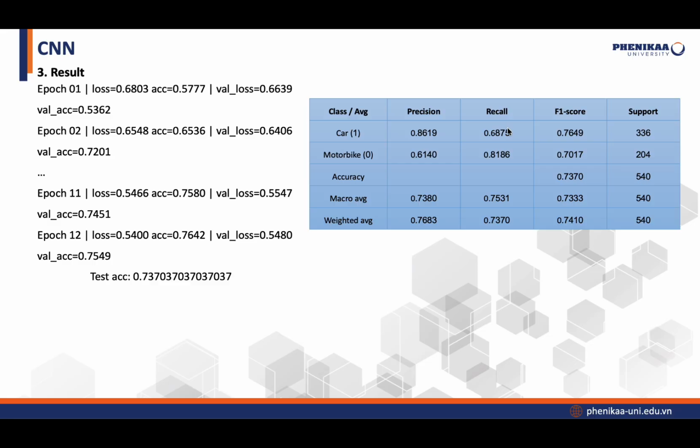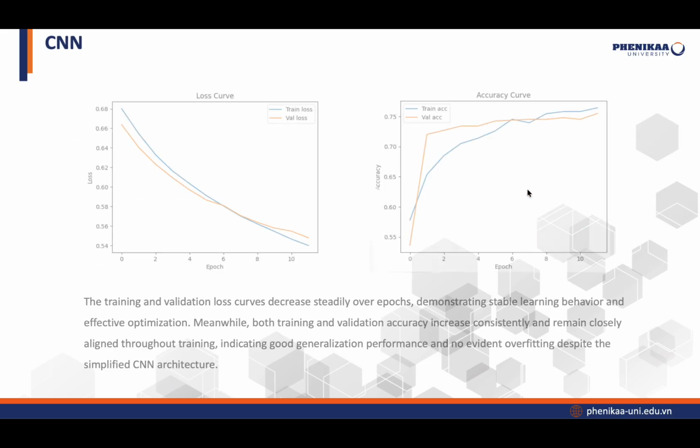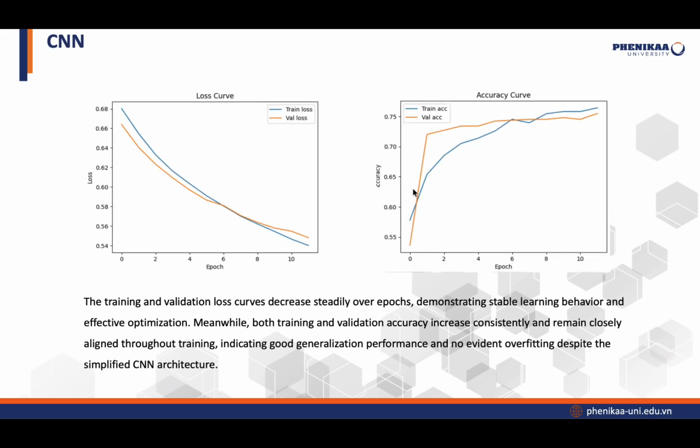Okay, let's move to part 3, result. As you can see here, I ran 12 epochs with different loss and accuracy. The final accuracy is about 0.73, and this is the classification report table. Let's move to the chart, line chart.